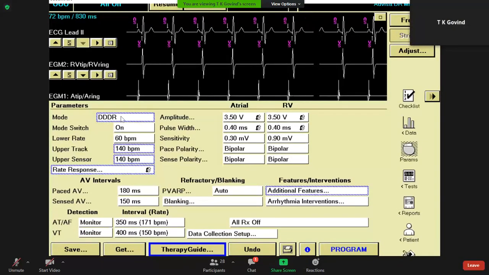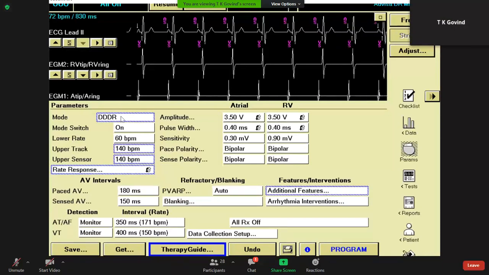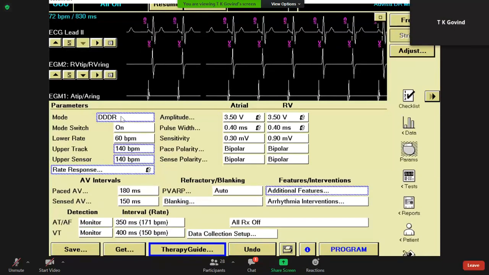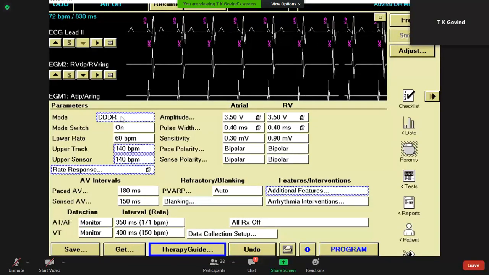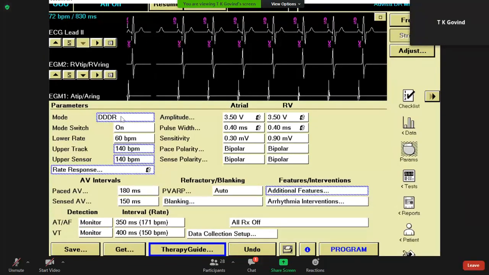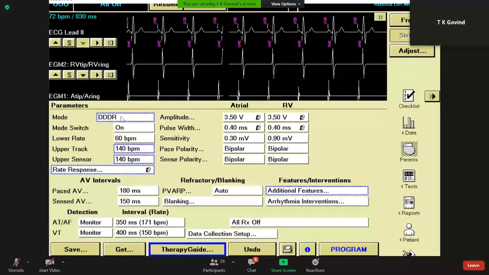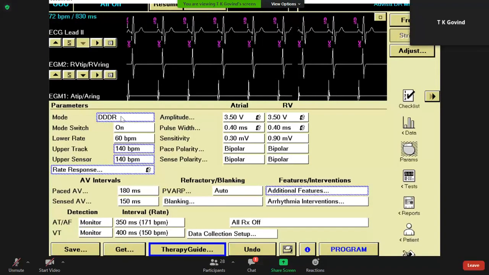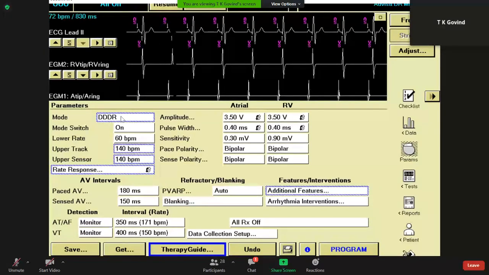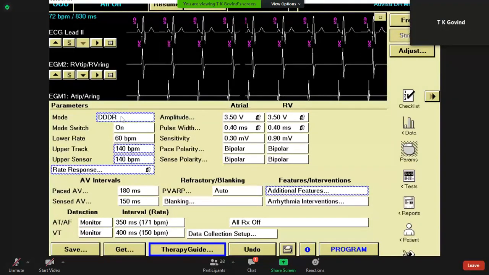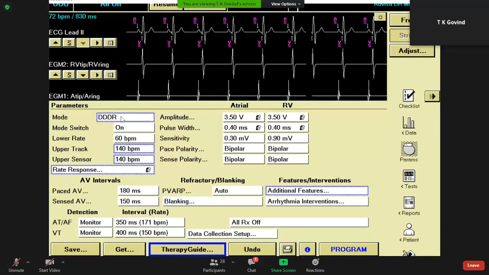On the one hand, you can permanently program to DDI. If your patient is, as you mentioned, a paroxysmal atrial fibrillation patient, then permanently programming to DDI will lead to loss of AV synchrony. So permanently programming to DDI or DDIR mode is not advisable if the patient has paroxysmal atrial fibrillation.